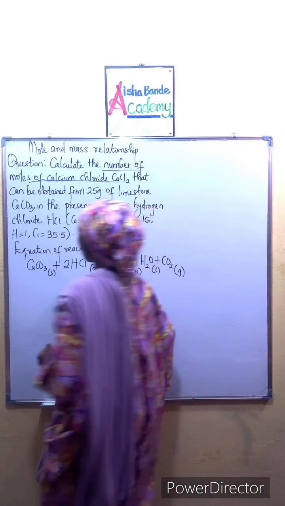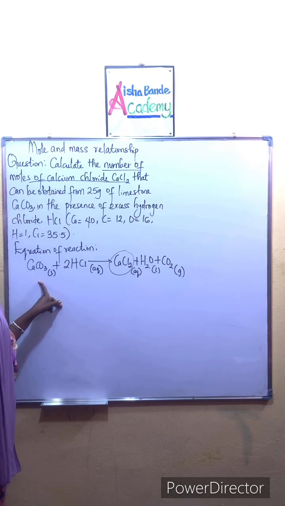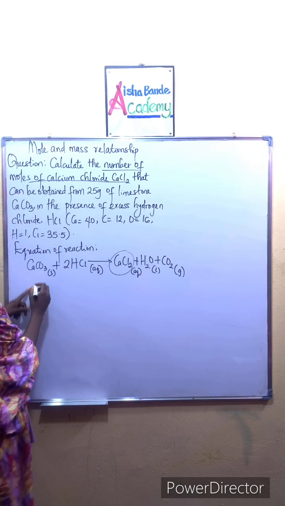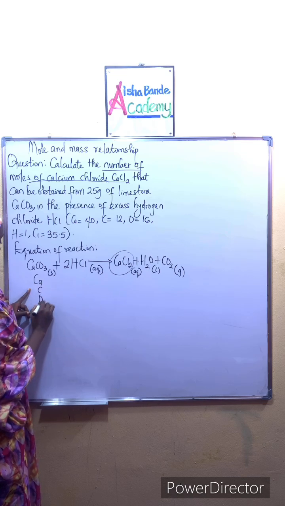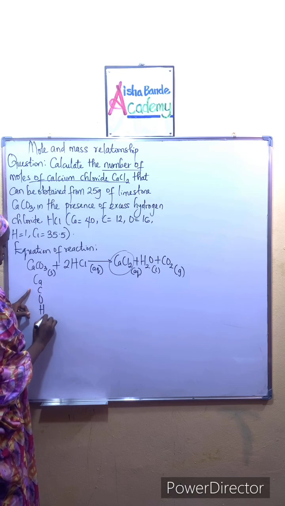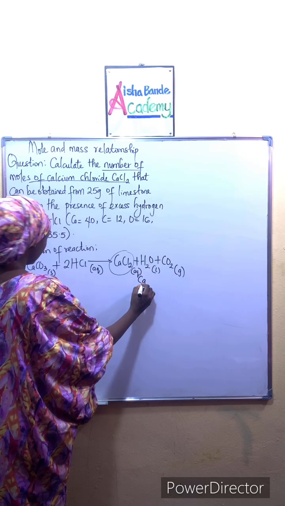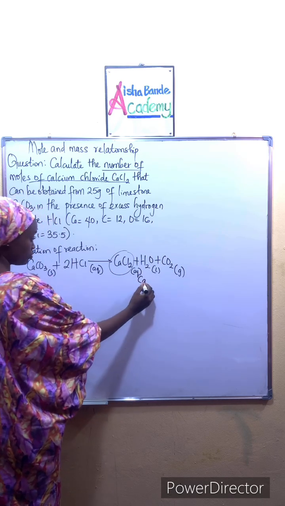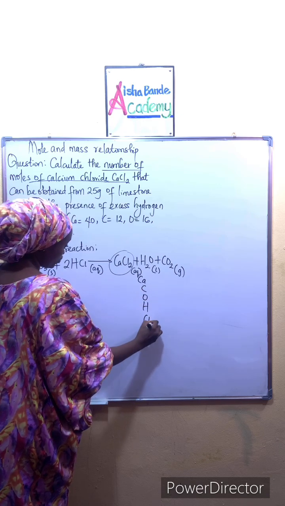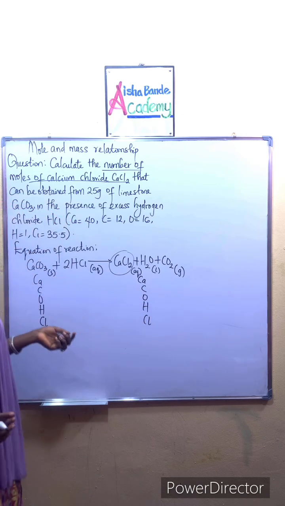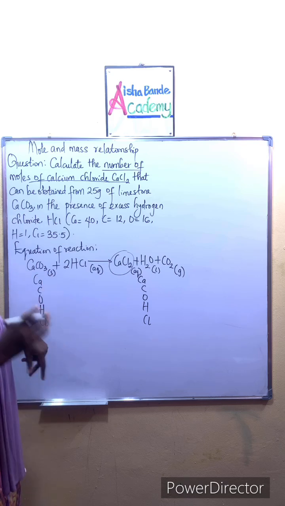So let's begin solving. So first, to solve this question, the first thing we need to do is to check if the equation given is balanced. So let's check. So here at the reactant side, we have calcium, we have carbon and oxygen. We also have hydrogen and chlorine. The same thing applies at the product side. Here is the reactant side. So for the product, we also have calcium, carbon, oxygen, hydrogen, and chlorine. So let's check if each element is balanced on both the reactant and the product side.